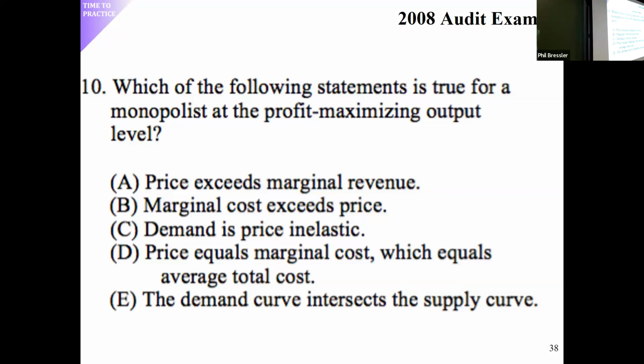Hey, take out your boards. Write the answer to this. Which of the following statements is true for a monopolist at the profit maximizing output level?